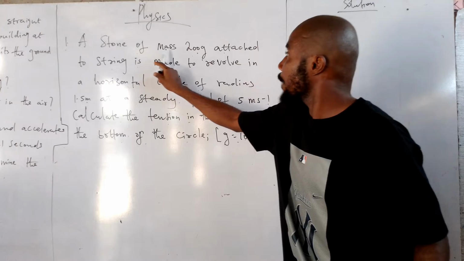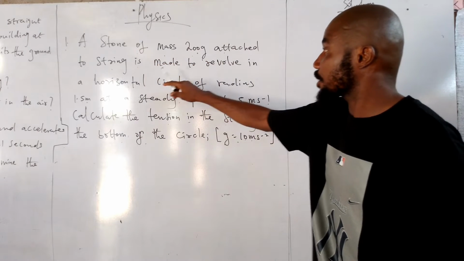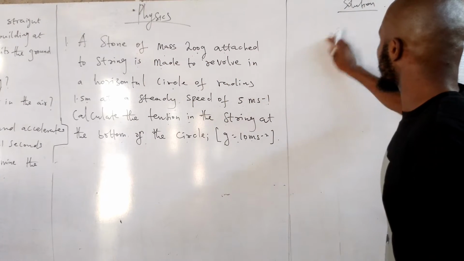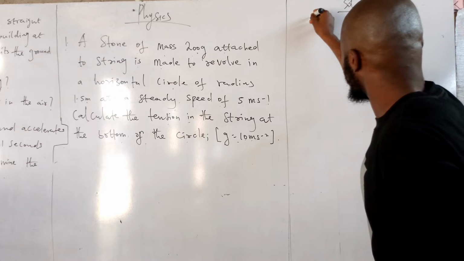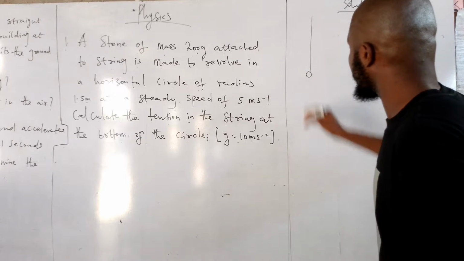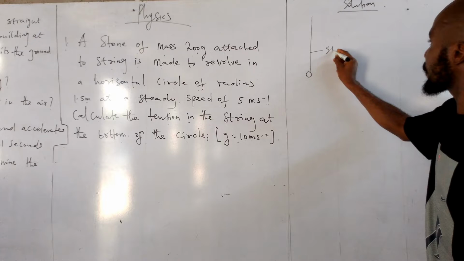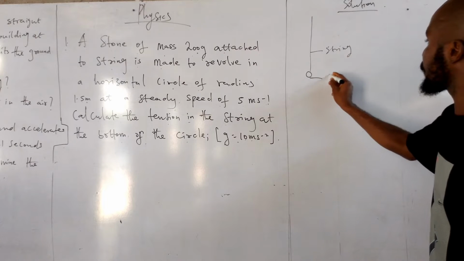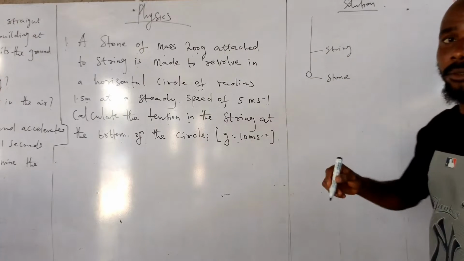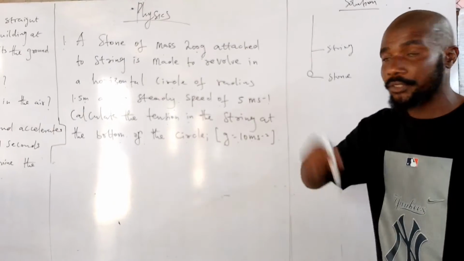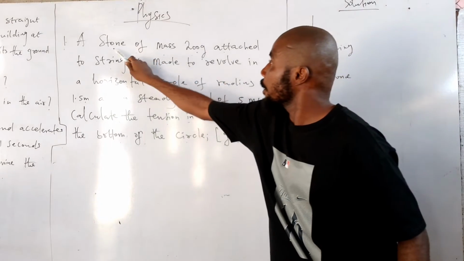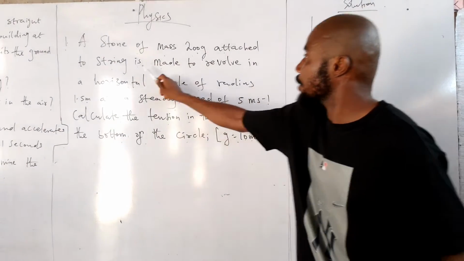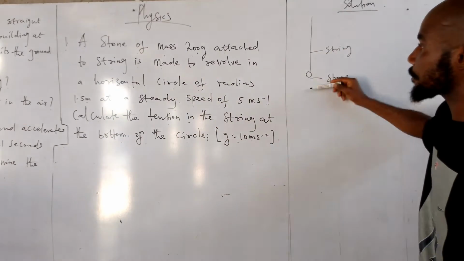Okay, so a stone of mass 200 grams attached to a string. So I have a stone. This is a string, and I have a stone. We do this when we are small. So a stone of mass 200 grams attached to a string. So I've visualized the first particular statement.